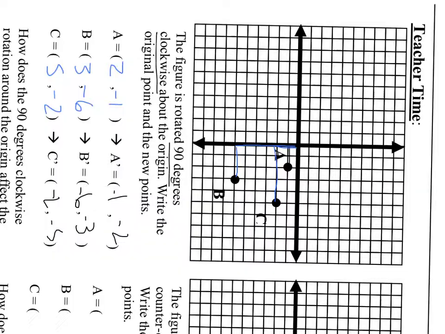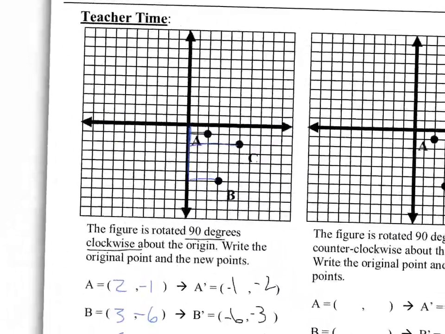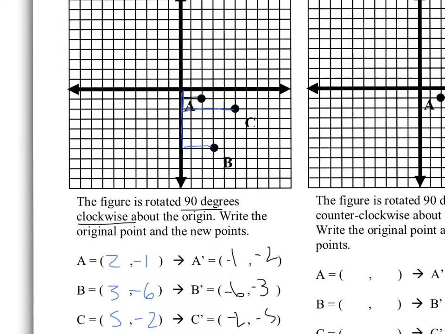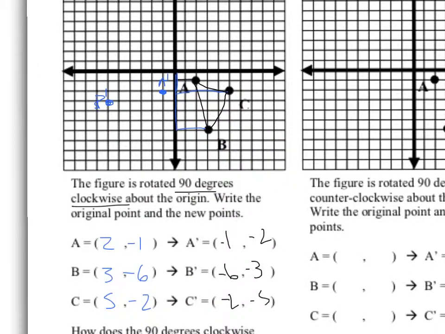So I'm going to go ahead and turn this back and re-upright my figure. And now I can graph these 3 points so I can see what it would look like after I've plotted it. So my A prime should be at negative 1, negative 2. Negative 6, negative 3 is my B prime. And my C prime is at negative 2, negative 5.